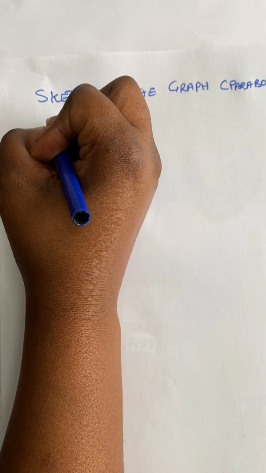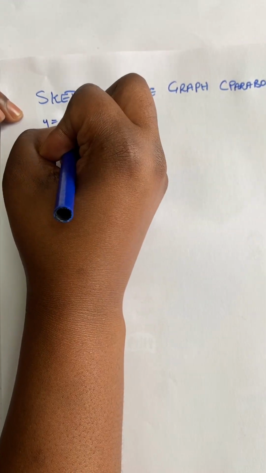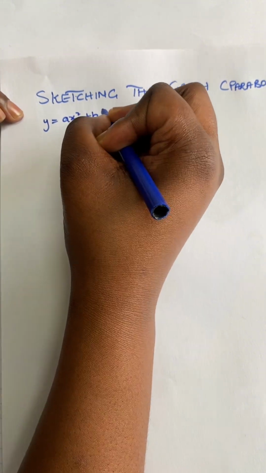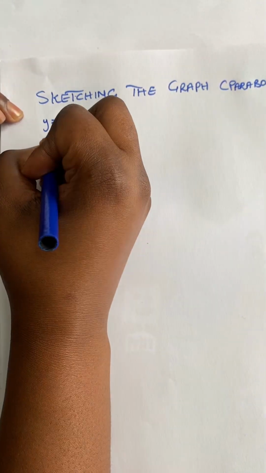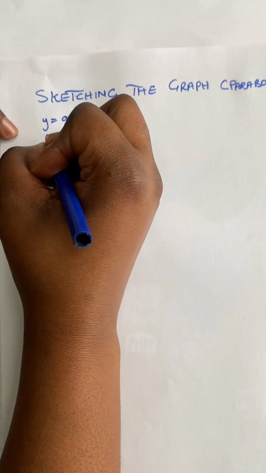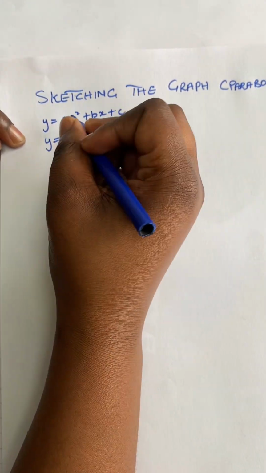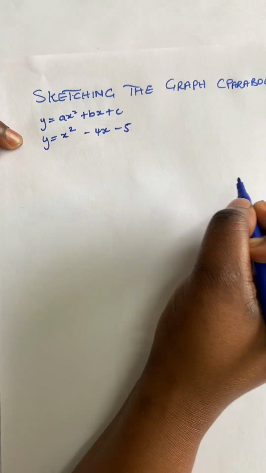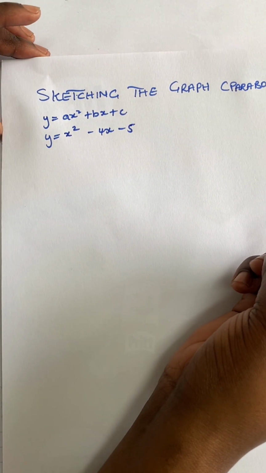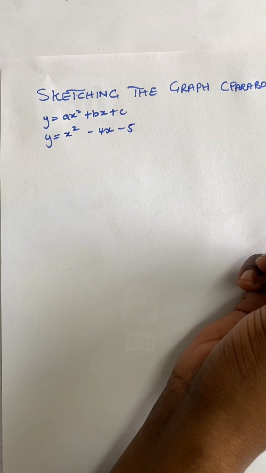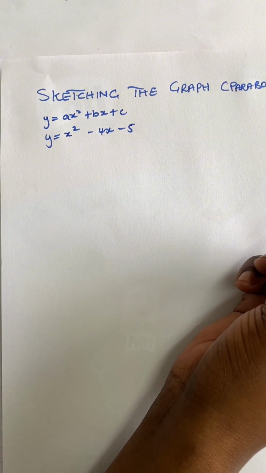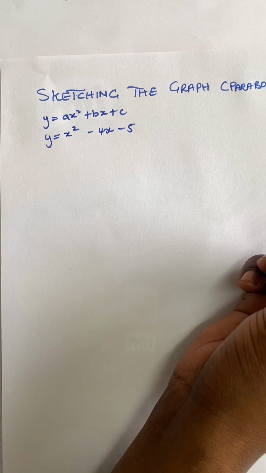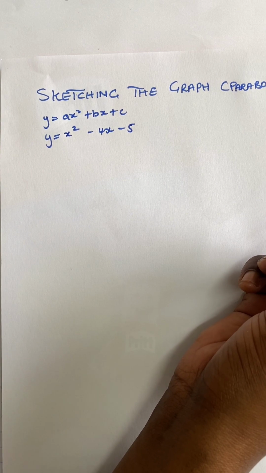So we'll be using the first standard form, which is y is equal to ax squared plus bx plus c. All right, and then you're required to sketch the graph of y is equal to x squared minus 4x minus 5. First things first, you determine the value of a. You note these things down first before you draw the graph.